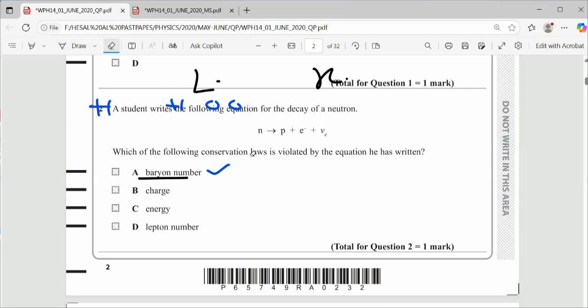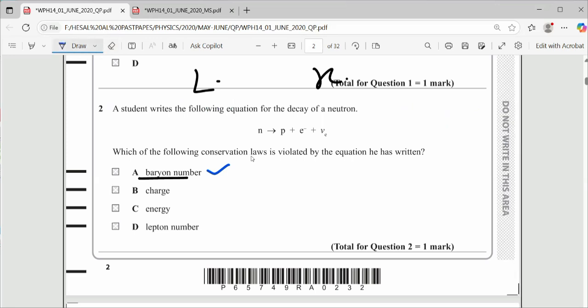What about charge? We all know there is no charge for a neutron. It's 0. On the right side, proton +1, electron -1. Electron antineutrino, it is 0. This gives 0 back. Left side is equal to right side. Not violated. What about energy? Usually, we consider energy is always conserved in particle reactions.